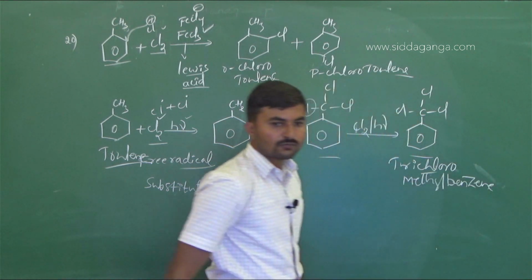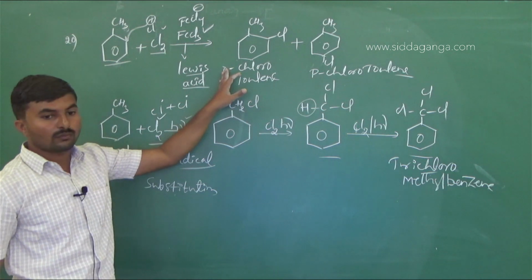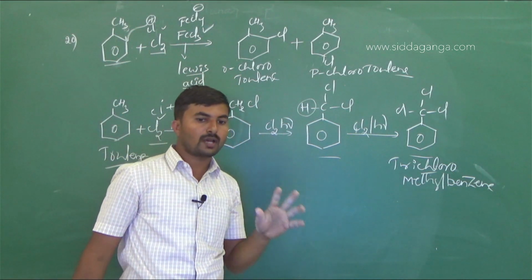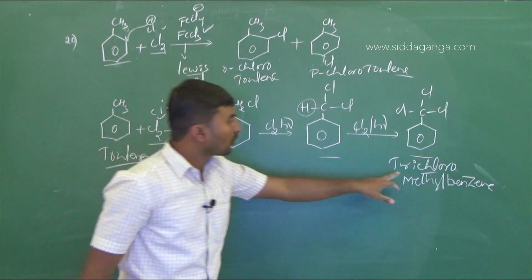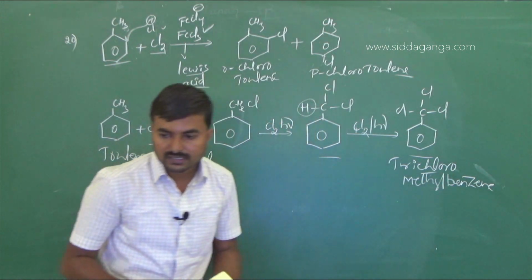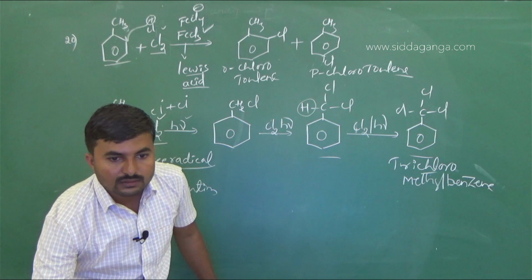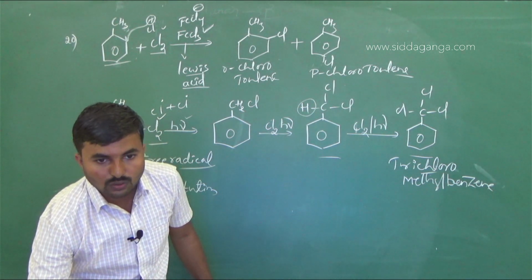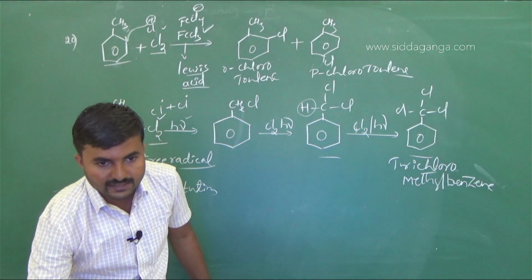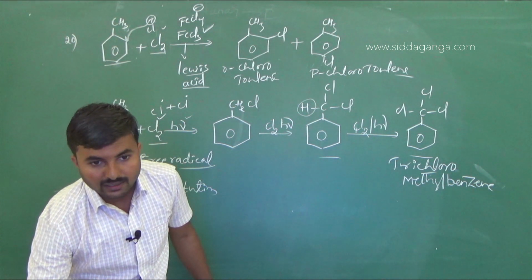So what products are formed here? The first two products are the ortho and para chloro substituted products, and the second one is trichloromethyl benzene. So which is the correct option here? Option 2, that is X is ortho and parachlorotoluene, and Y is trichloromethyl benzene.